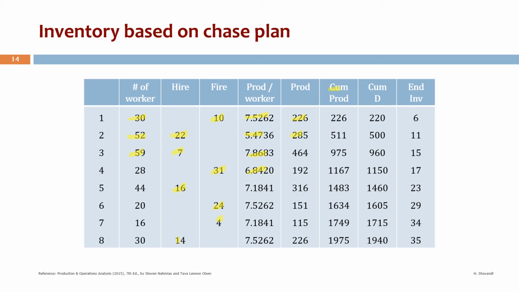And so this is the cumulative production, this is the cumulative demand, and again, by subtracting the cumulative demand from the cumulative production, we'll have the end inventory here. Okay, so these are our end inventory. So as you see here, the inventory is not zero, but it's much less than the level strategy, right?